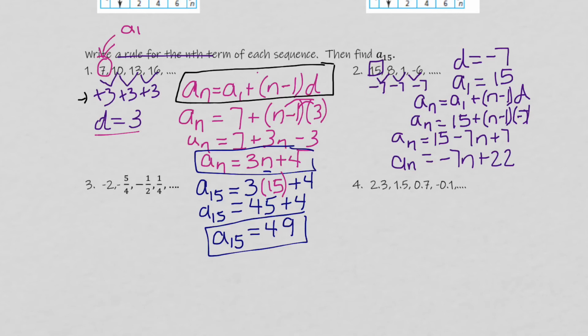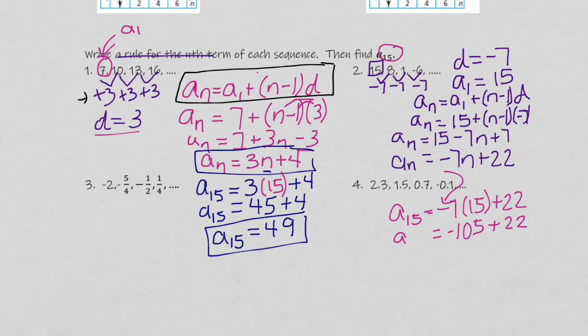And now I'm going to find that second part. I'm going to find the a sub 15. So I'm just going to put the 15 in for that. And that would be negative 7 times 15 plus 22. Negative 7 times 15 would be negative 105 plus 22, as long as I'm doing my math correctly. Then the 15th term would actually equal negative 83.